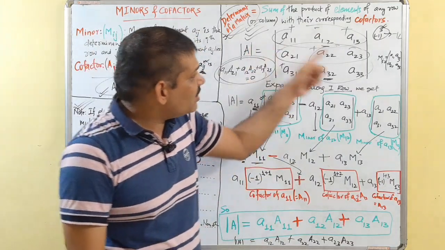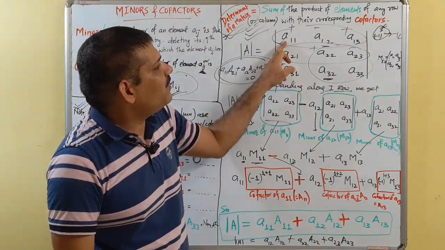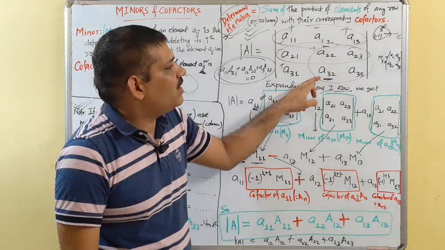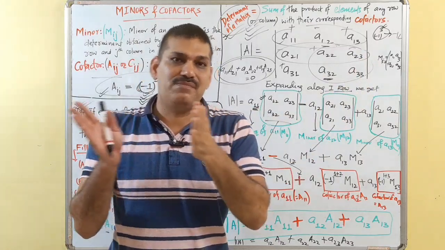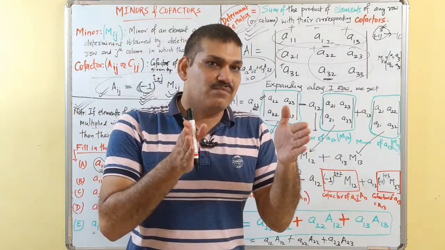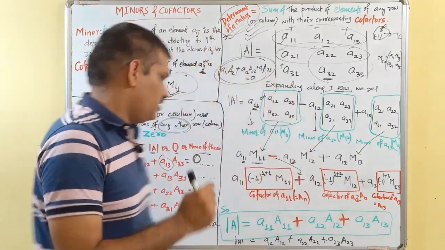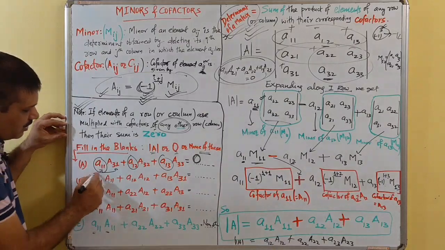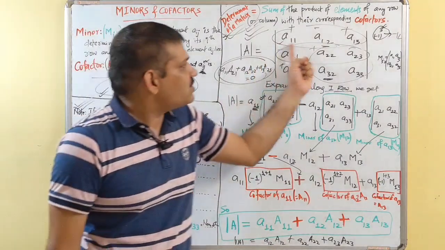But if you are not choosing a row, you are going column wise, or you are taking randomly, this one multiplied by capital A11, this one multiplied by capital A32, and this one multiplied by capital A13, then it will neither be 0 nor equal to the value of the determinant. This is the most important thing about this exercise, minors and cofactors. Let's talk about this. So A11, A12, A13. We have fixed the first row.